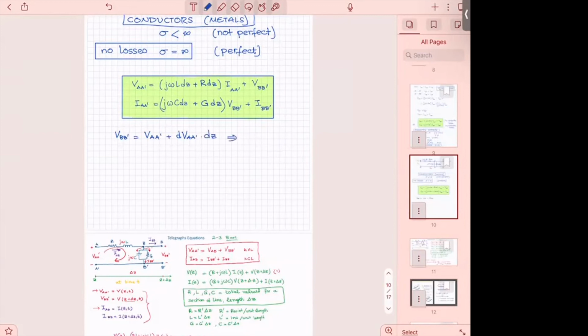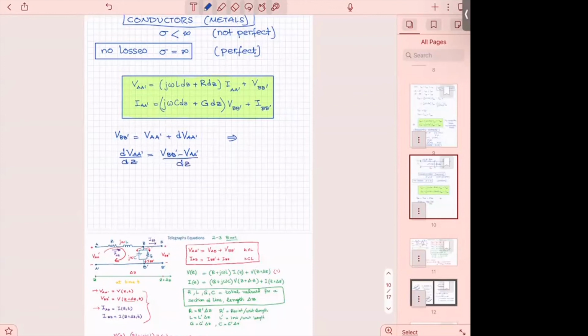Because I can say from the differential that dVa prime is nothing else but, let me in fact erase this, is nothing else but V, the derivative, the differential rather, is Vb prime minus Va prime. I can say that's a differential. And therefore, the derivative of this at that point can be written in this form, all right?